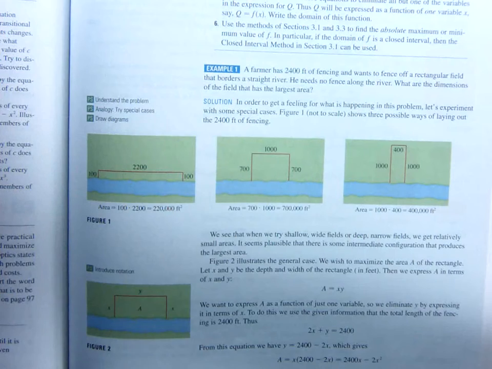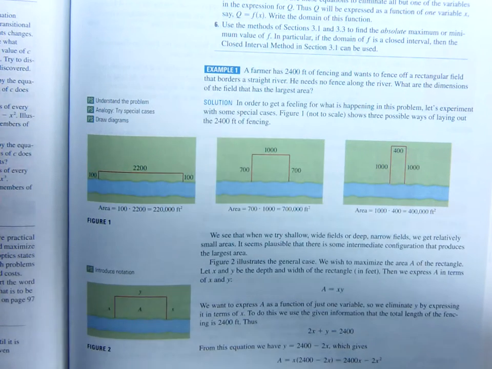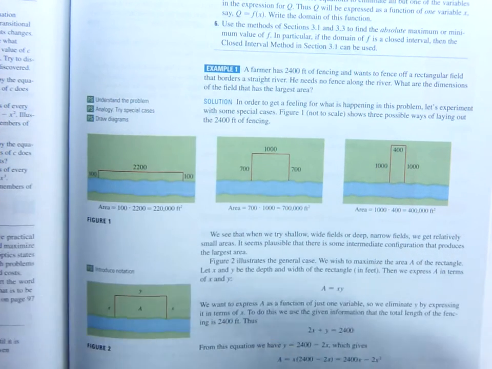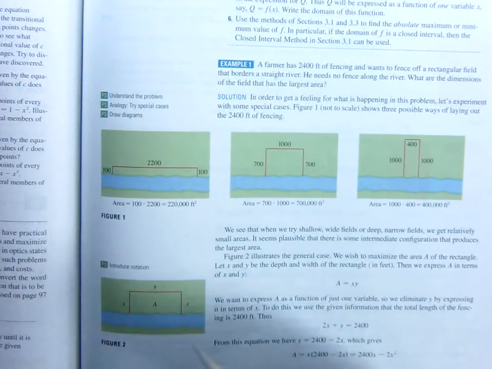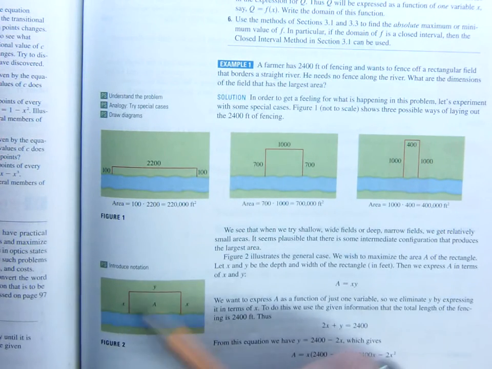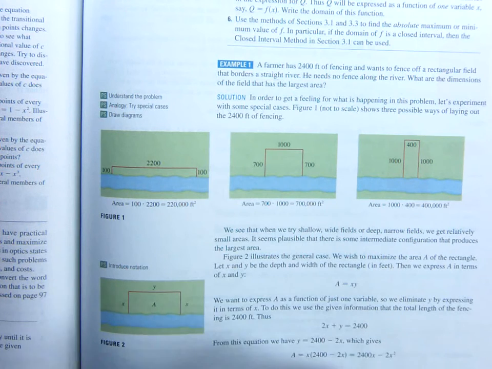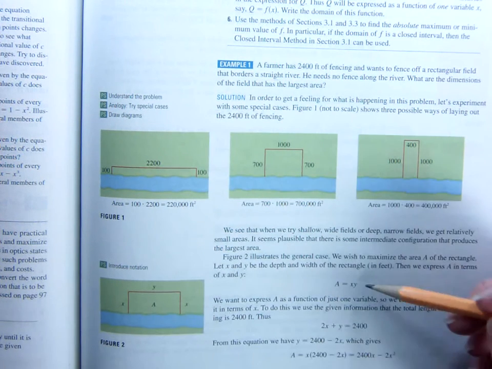So we can do this by figuring out what the maximum area would be when we have this amount of fencing. So we take a look at the generic look at it. If we call our width x and our length y, we know that area equals x times y, right? And we have area equals x times y.